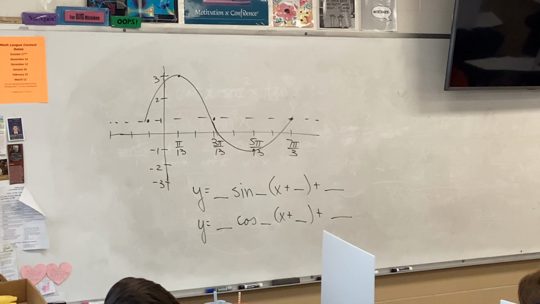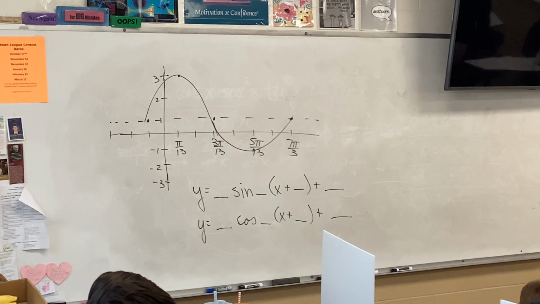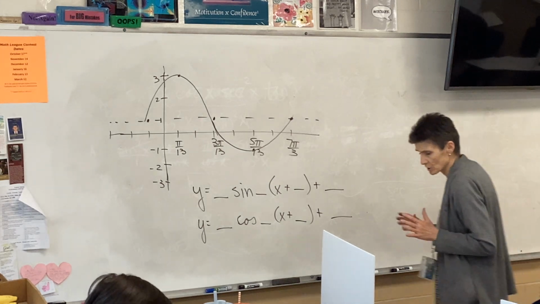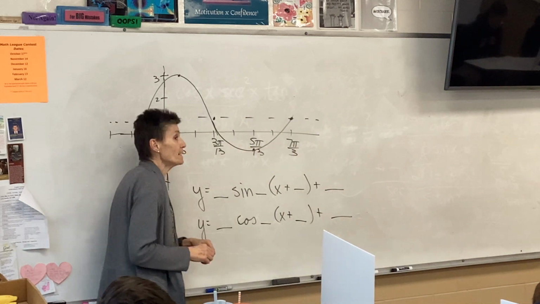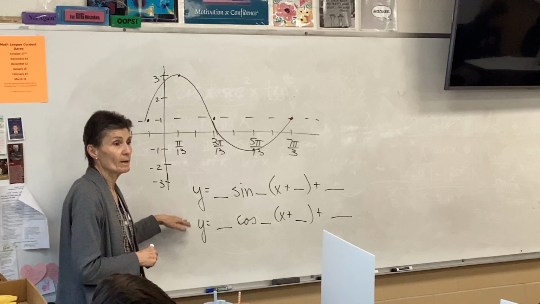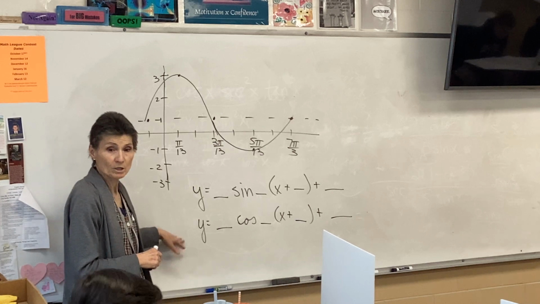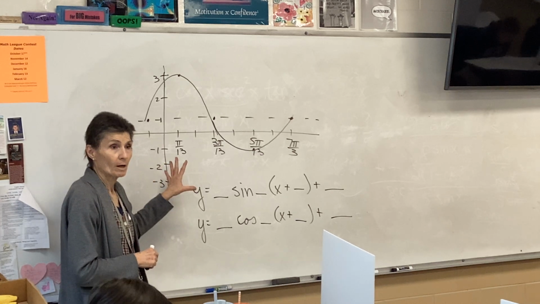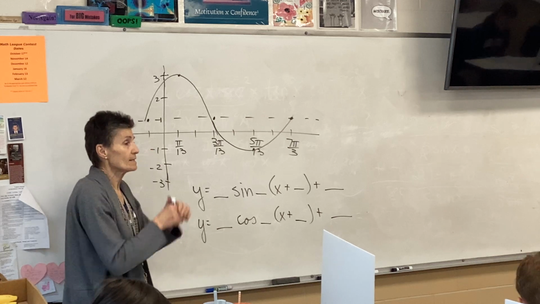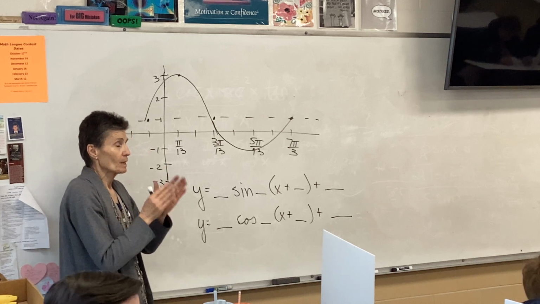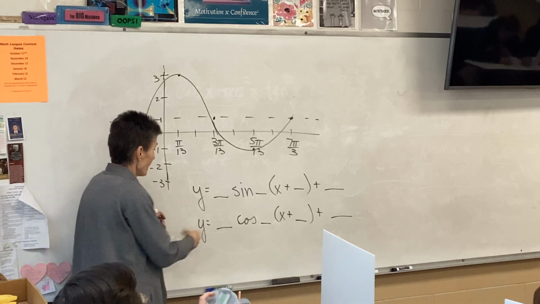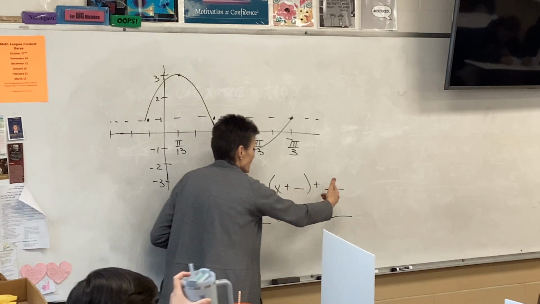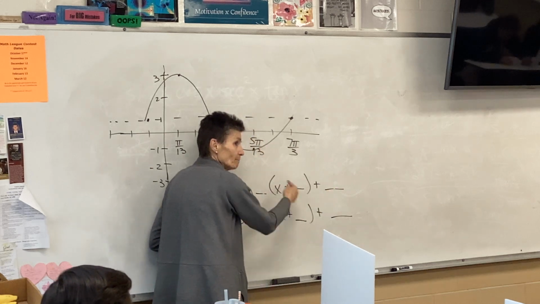Because I just want to make sure that we're all at least reasonably close to being able to do this. So we're going to write two equations, a sine equation and a cosine equation for that curve. All right? Now we've discussed this and discussed this. Between the two equations, everything will stay the same except this, right?